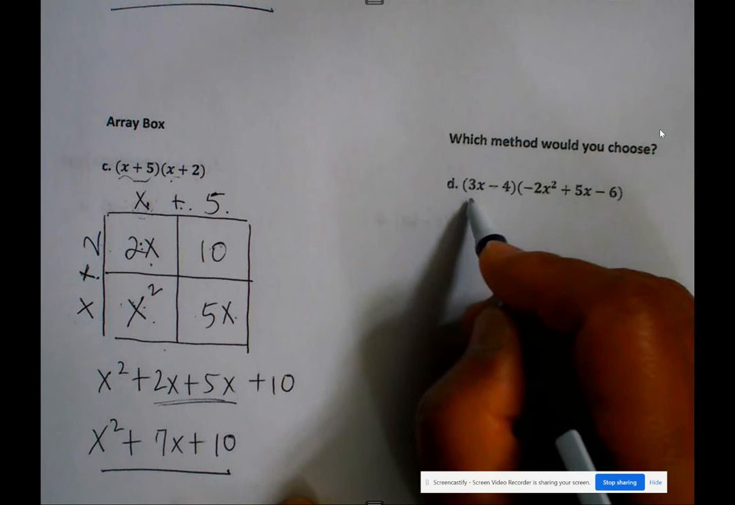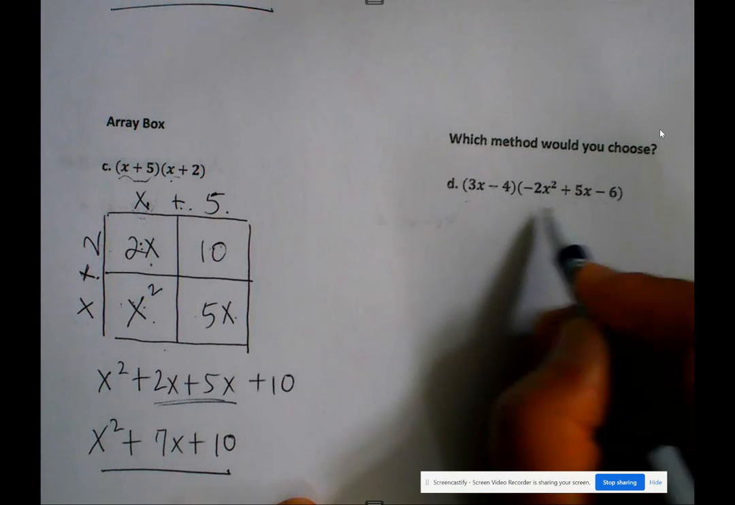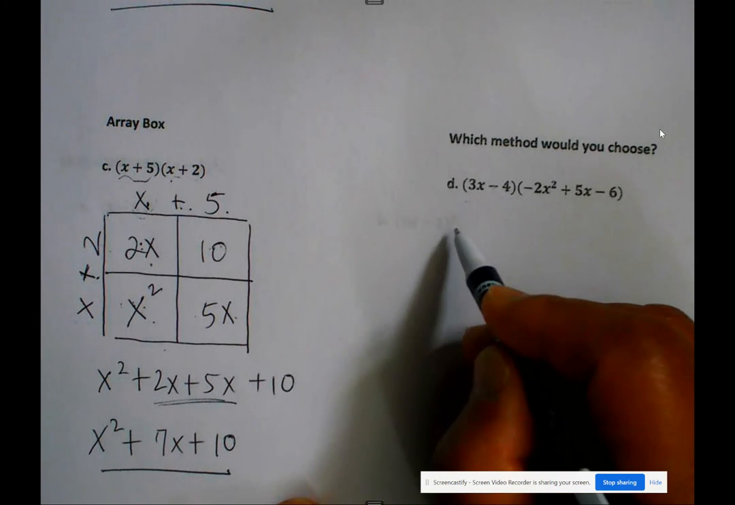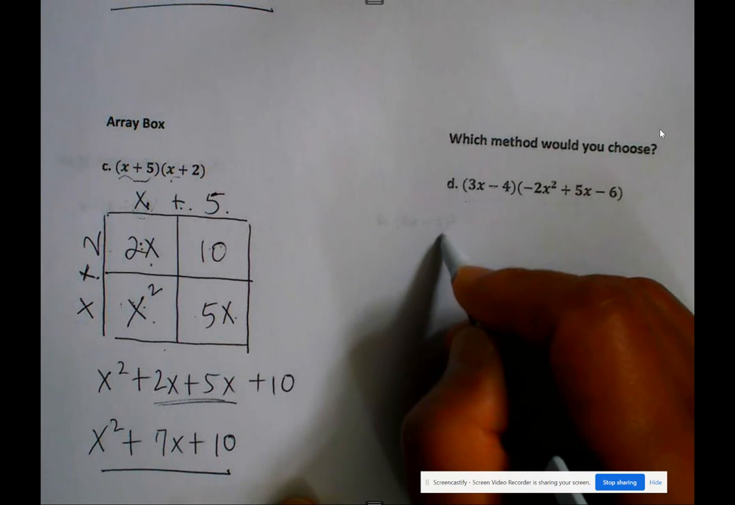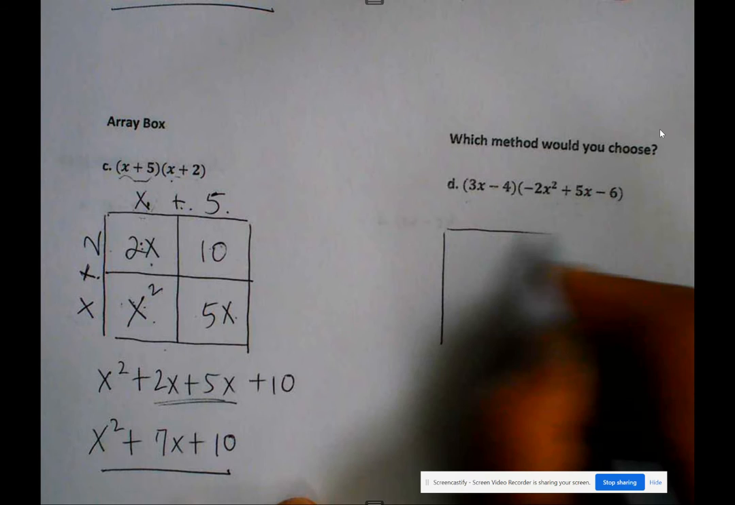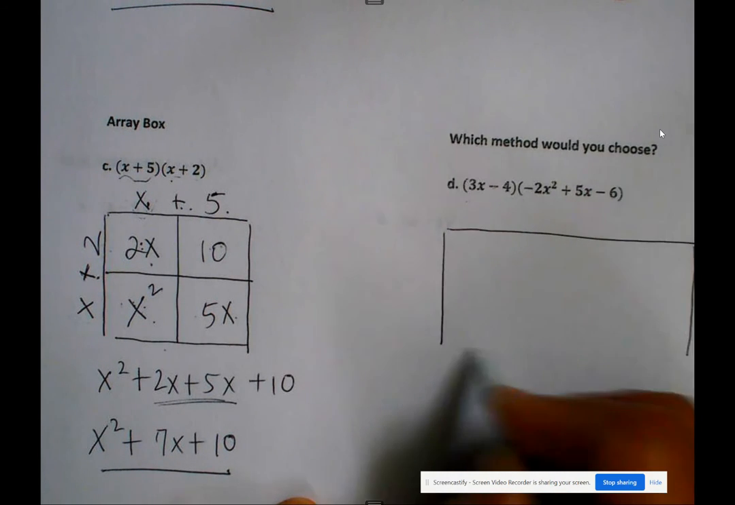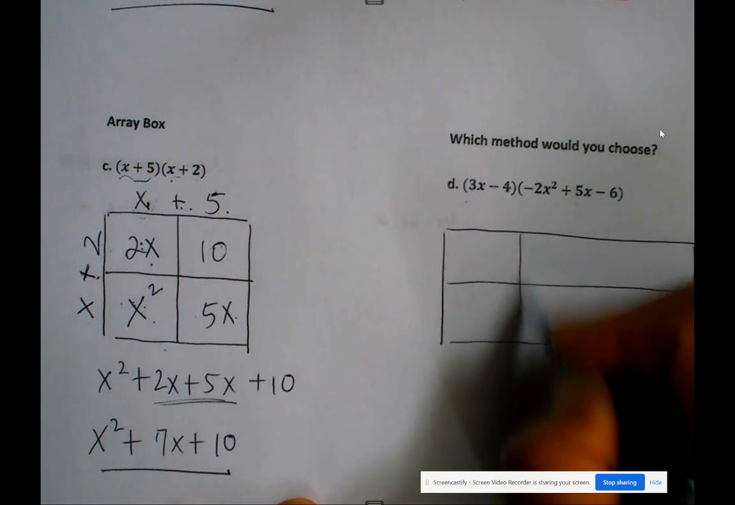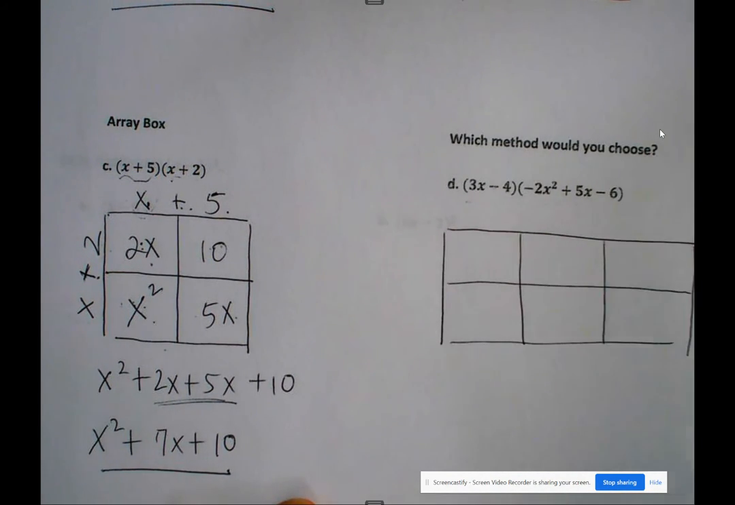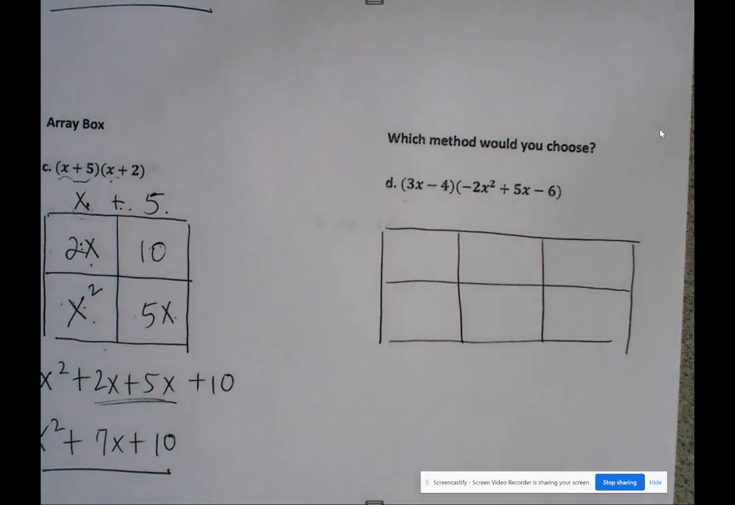Alright, so we need to have like 2 rows and 3 columns, or 3 rows and 2 columns. I hope that makes sense. So I'm just going to draw 2 rows and 3 columns, like that. I'm just going to show you that it doesn't really matter which way you put these things. I didn't draw the box very nicely, but I think that's good enough.